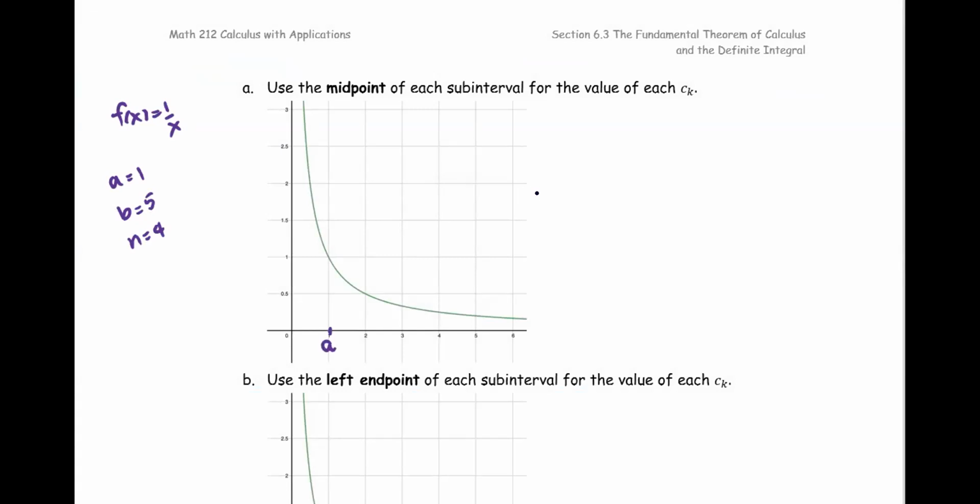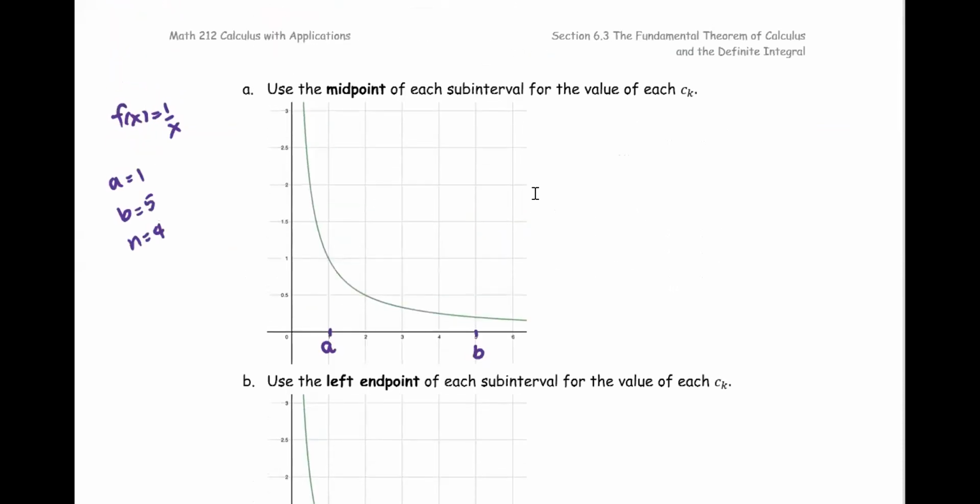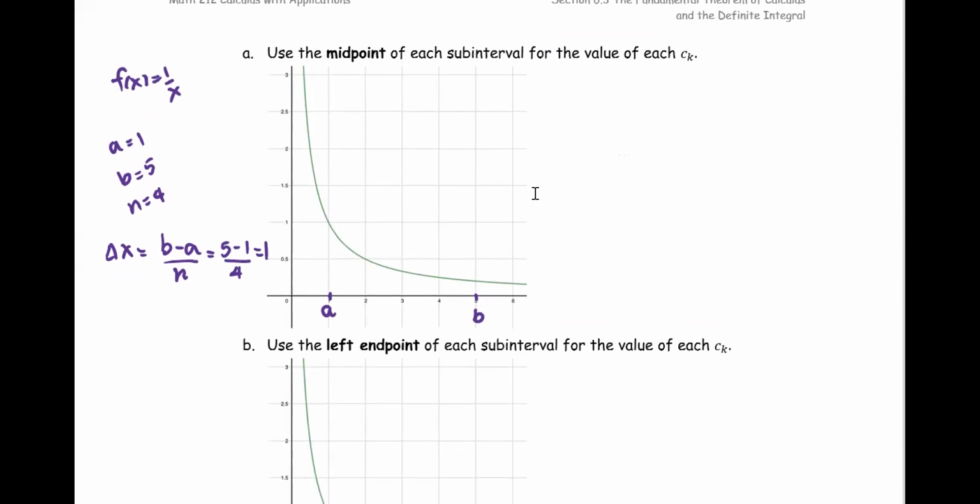starting from A equals 1 to B equals 5, for n equals 4, that means for the midpoint, left endpoint, or right endpoint approximation, the delta x, or the width of each bar, is computed the same way: b minus a divided by n. Okay, b is 5, a is 1, divided by 4. So that means the increment is 1. It's very nice because the scale already has an increment of 1. So we're going to break it up into 4 equal subintervals.